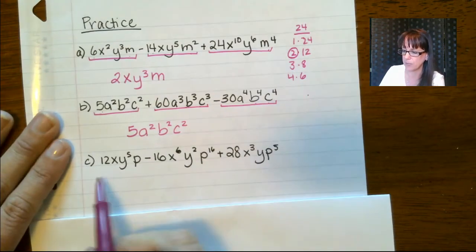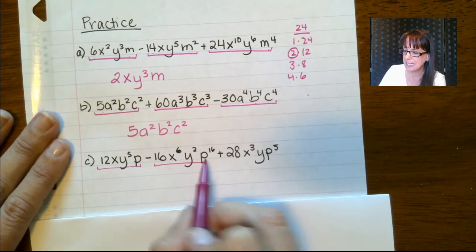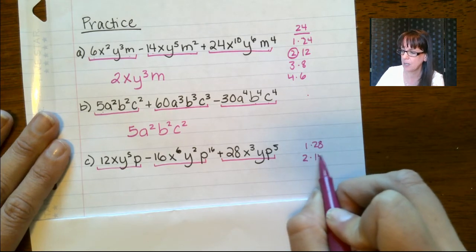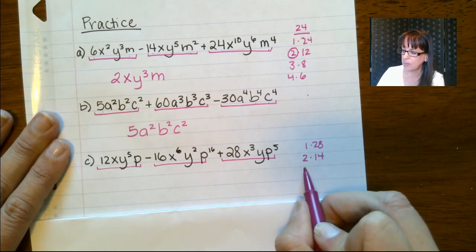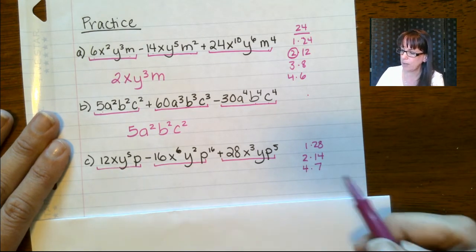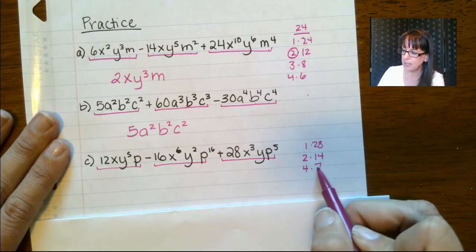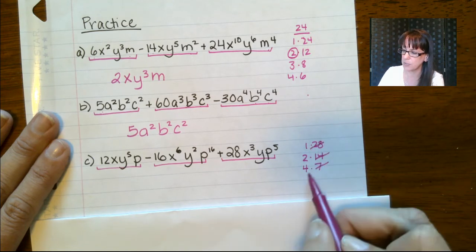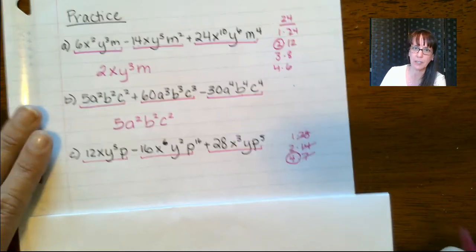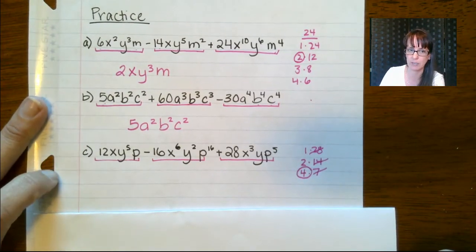All right, last one, we've got 12, 16, and 28. Again, let's list all our factors of 28 just to see. So 14, and then we've got 4 times 7. Now, what goes into both 16 and 12? None of these go into 16 and 12. So 4 goes into both 16 and 12, so it's going to be 4. 2 is also a factor, but it's not your largest one, not your greatest common.